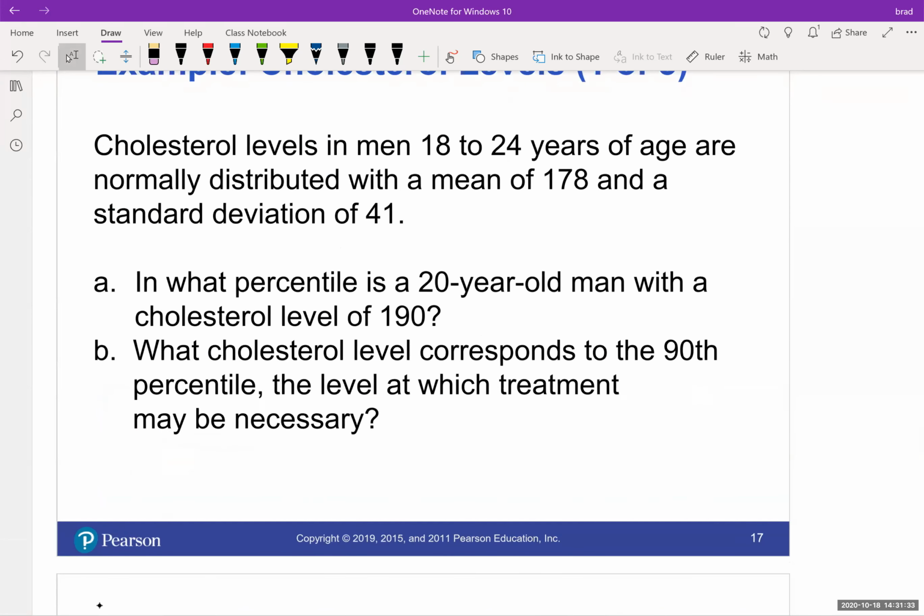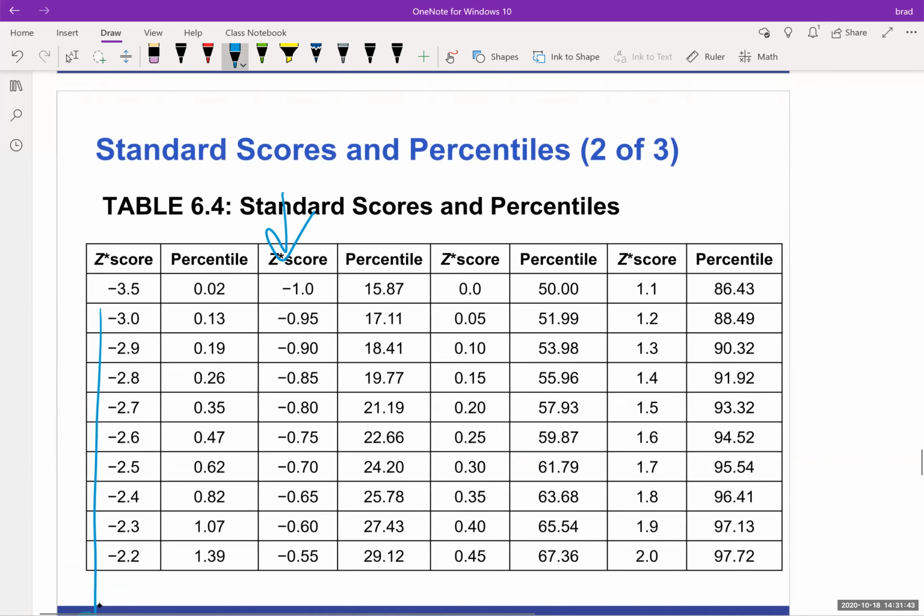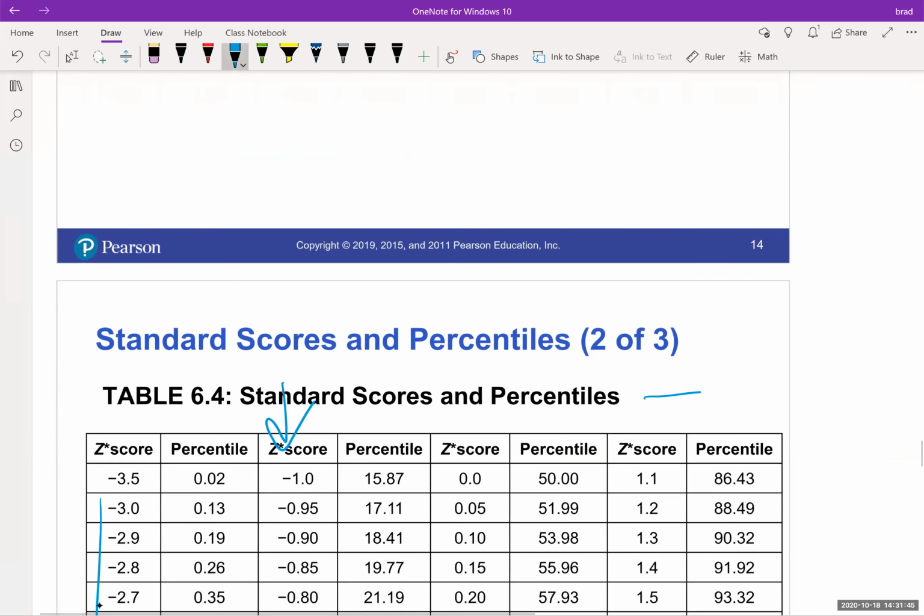It says cholesterol levels in men 18 to 24 years of age are normally distributed with a mean of 178 and a standard deviation of 41. Just so you guys know, this is information about this curve right here. If I had this curve, what they're saying is that if you were right here at a -3.5 z-score, how much data is to the left? How much is over here?